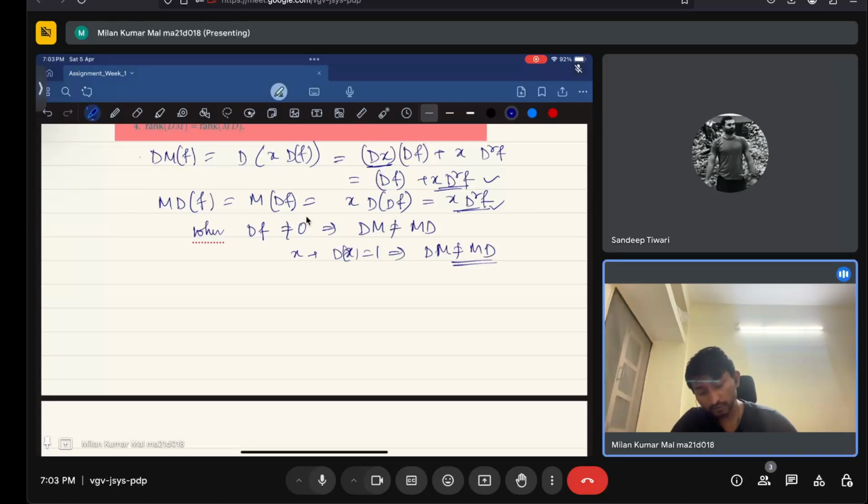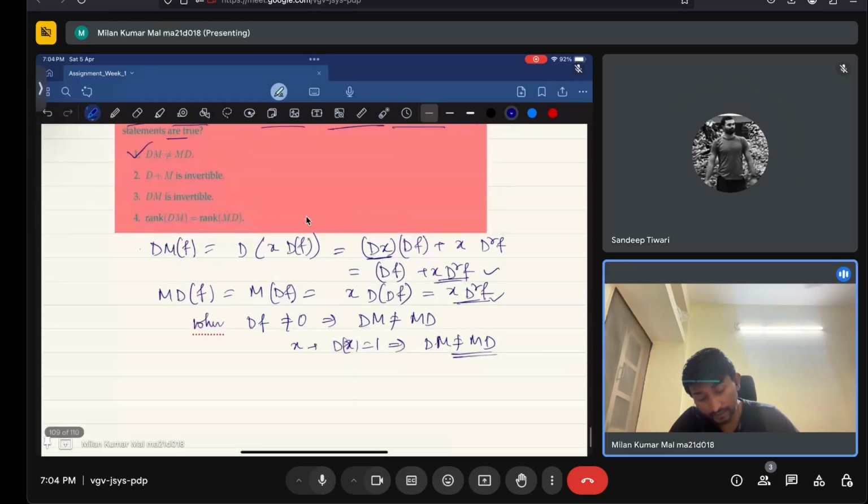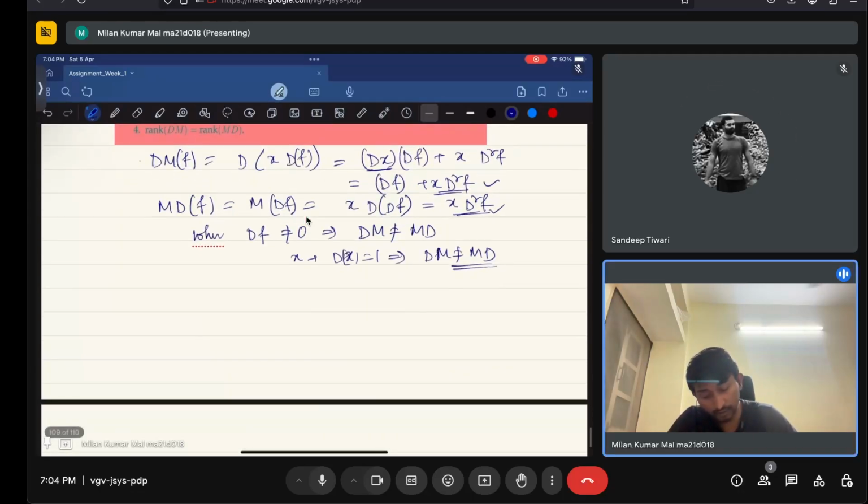So the first option is correct, the statements are true, so the first option is correct. Now, whether dm is invertible or not, this option can be looked at in this way.